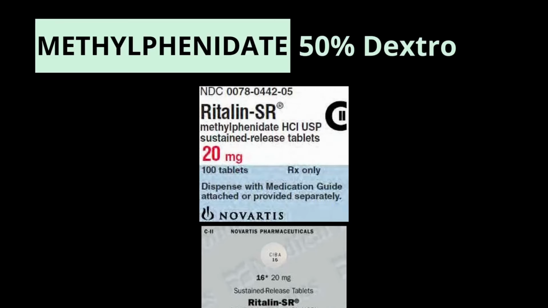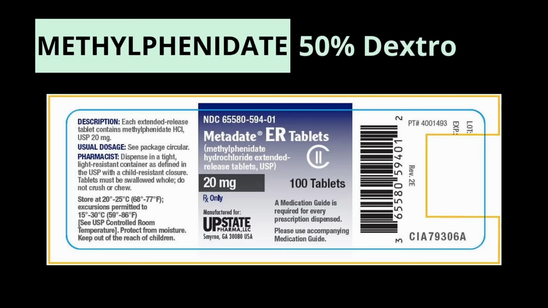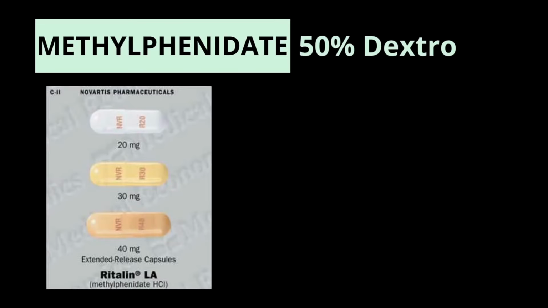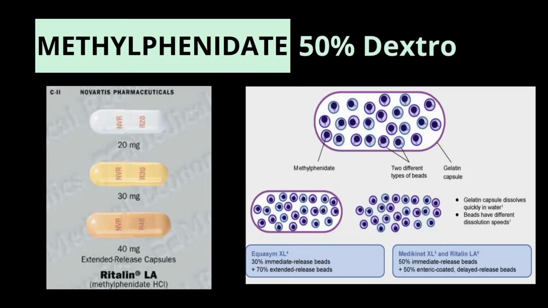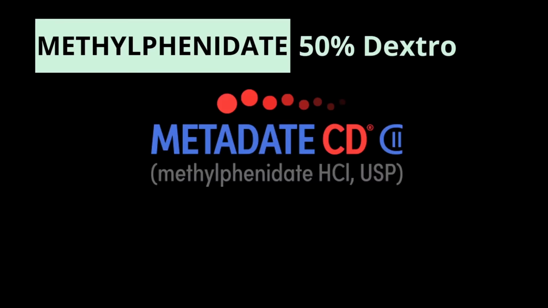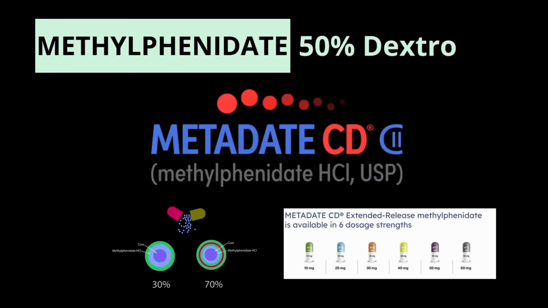Then there's also Metadate ER, which also contains a wax-based matrix, and has a similar duration of action of 4 to 8 hours. Then there are the methylphenidate medications that use the beads. So there's Ritalin LA, Ritalin long-acting. So this is a capsule that contains 50% instant release beads and 50% enteric-coated delayed release beads. Then there's also Metadate CD, which contains 30% instant release beads and 70% extended release beads. So the duration of the Ritalin one is 6 to 9 hours, and then the duration of the Metadate is about 8 to 9 hours.